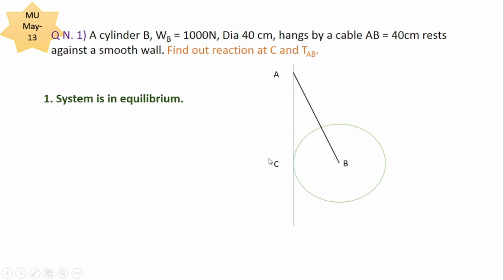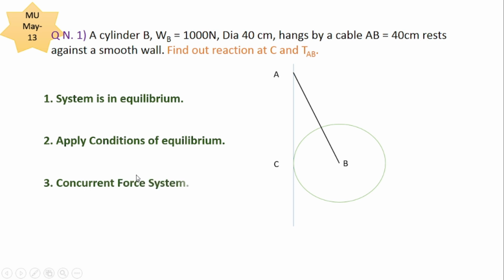Before the solution, we'll assume a few factors. The system is always in equilibrium, which means that the net force and the moment acting on the system are equal to 0. Though it is not given in the question, we'll assume the system is in equilibrium. The second condition is that we'll apply the conditions of equilibrium. There are three conditions of equilibrium.